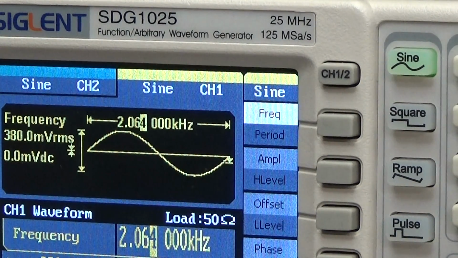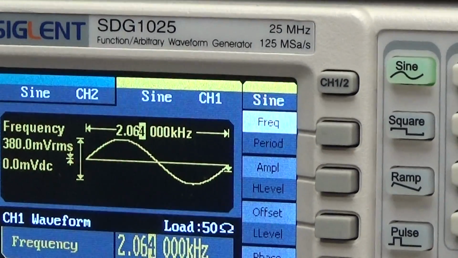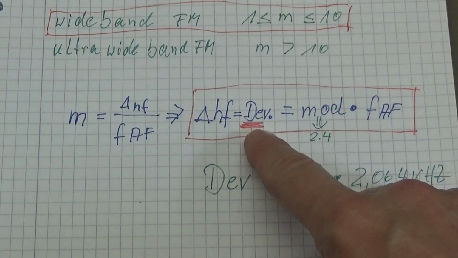HF generator. For this combination, 2.064 kilohertz is Bessel 0 of our center frequency of 28 megahertz. Alright, so let's go down to our formula. And we have used this formula here.